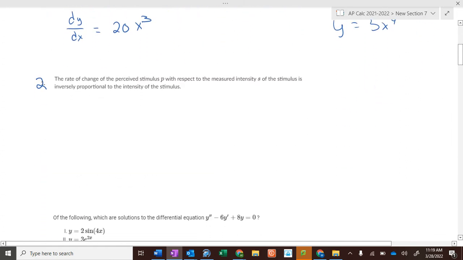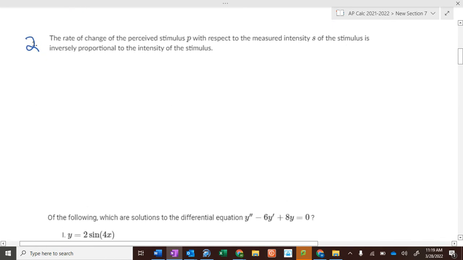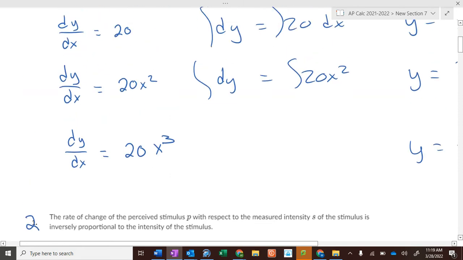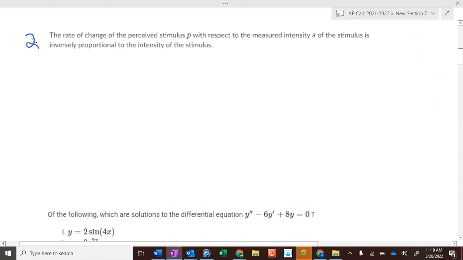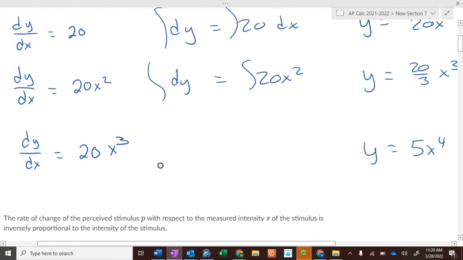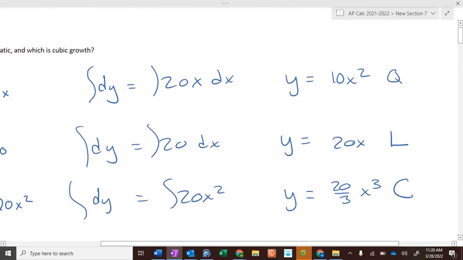Okay. Yes, I sure am. Quadratic is squared. Quadratic is squared. Cubic is cubed. I said, which is linear, which is quadratic, and which is cubic growth. So what's the x? Cubic. No, go up. The final one is just. No, what's the first one? The first one is 10x squared. That's quadratic. Go down.